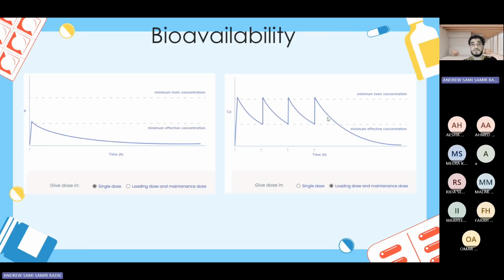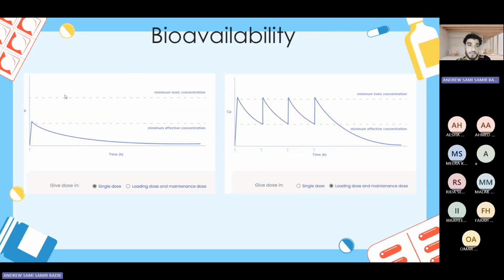Now, this is the concept of the loading dose. For example, sometimes the doctor tells you to take the drug 3 times per day, or sometimes another doctor would say, okay, for the first day, take it 3 times per day, but take, for example, 2 pills instead of 1 pill, and then after that take 1 pill each time. This is the concept of the loading dose.